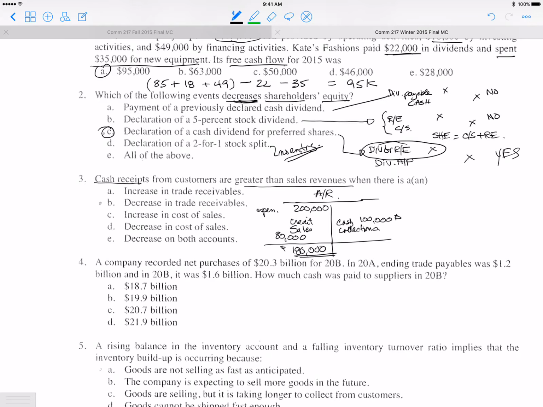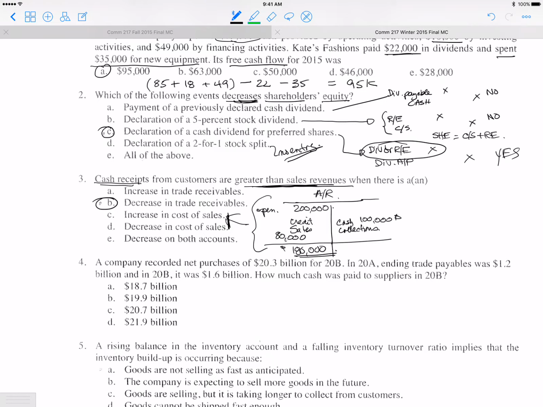Okay, so let's see if this situation is reflected in any one of these answers. So what happens is your receivables has gone down. It's gone from 200,000 to 180. So the correct answer here is B. Let's look at cost of sales. Whether you collect more cash than what you've sold doesn't affect your cost of sales at all. Okay, so the only account that these two items will affect is your receivables. So the correct answer is B.